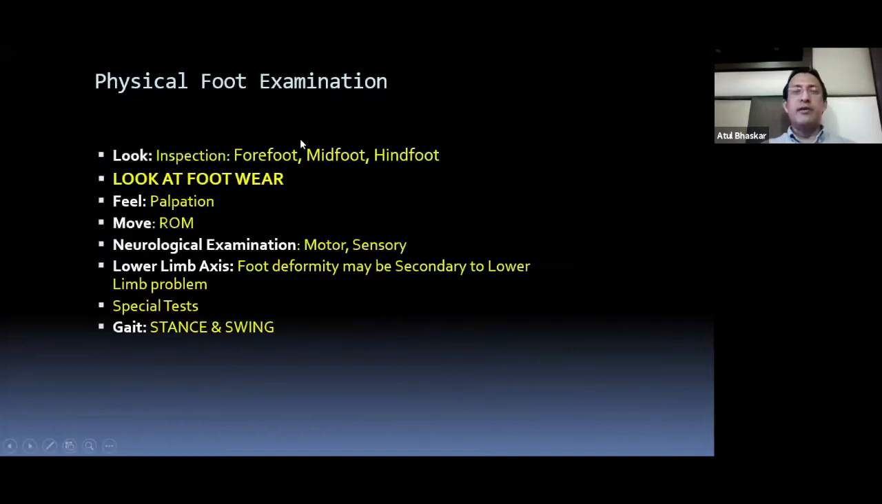So when you look at the foot in general, you start looking either from the front or from the back. From the forefoot to midfoot and hindfoot, look at the footwear. You palpate the feet, look at the range of movement, do a neurological examination, and then of course you do the special tests like gait analysis.